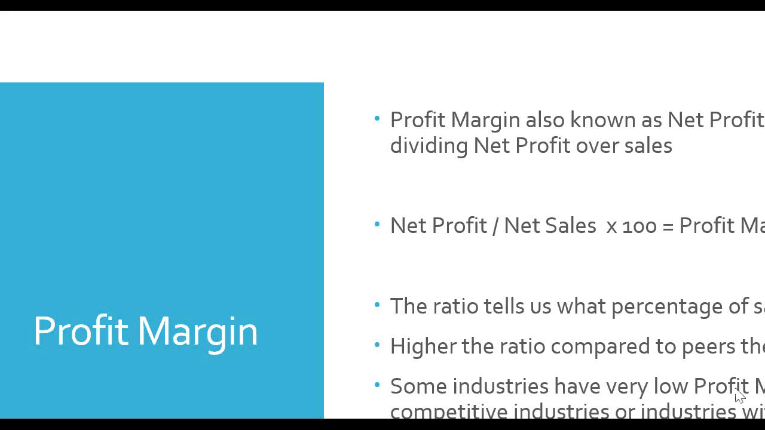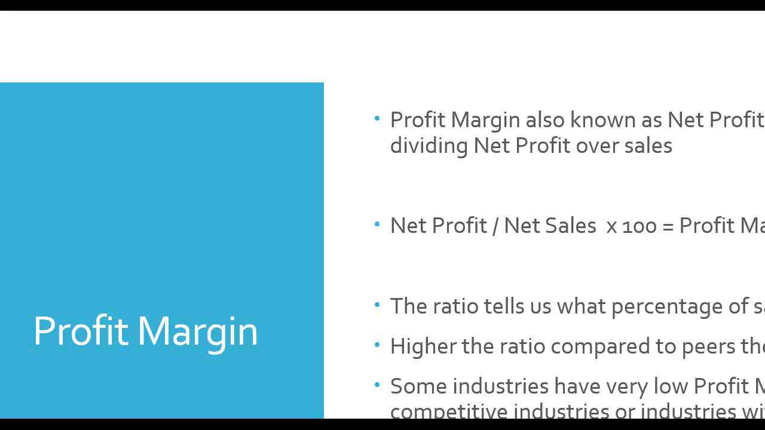Some industries have very low profit margins. These include highly competitive industries or industries with high volumes, for example, the airline industry. Relatively new companies can have higher profit margins because they just started to grow. A company with a higher gross margin may turn out to have a lower net margin due to higher expenses. Now we'll see what this means as we move forward.